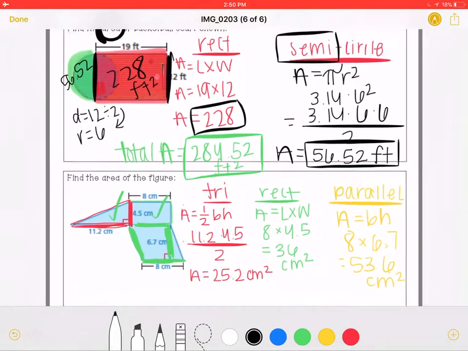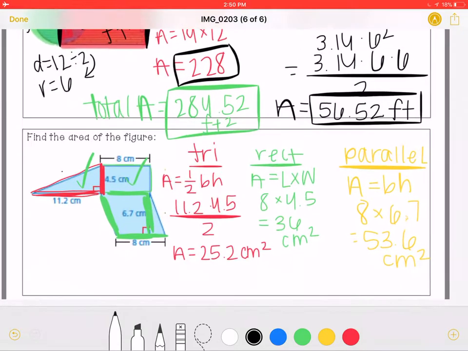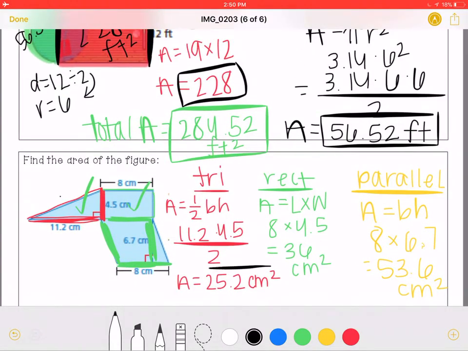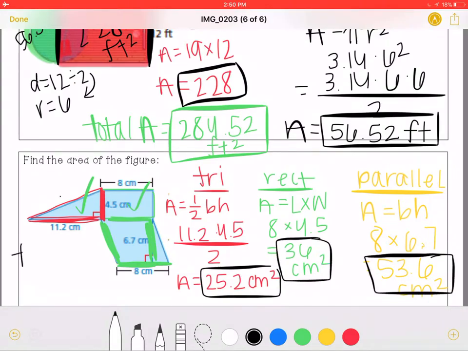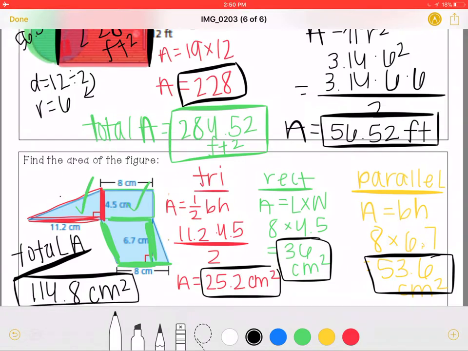Now, we are not done. Remember, last thing you need to do is find the total. Add them all up, all three shapes. That's going to give us our total area. So do 25.2 plus 36 plus 53.6. Your total area is 114.8 centimeters squared. That's the entire blue region here. It's including our triangle, rectangle, and parallelogram. That's our total area of that composite figure.